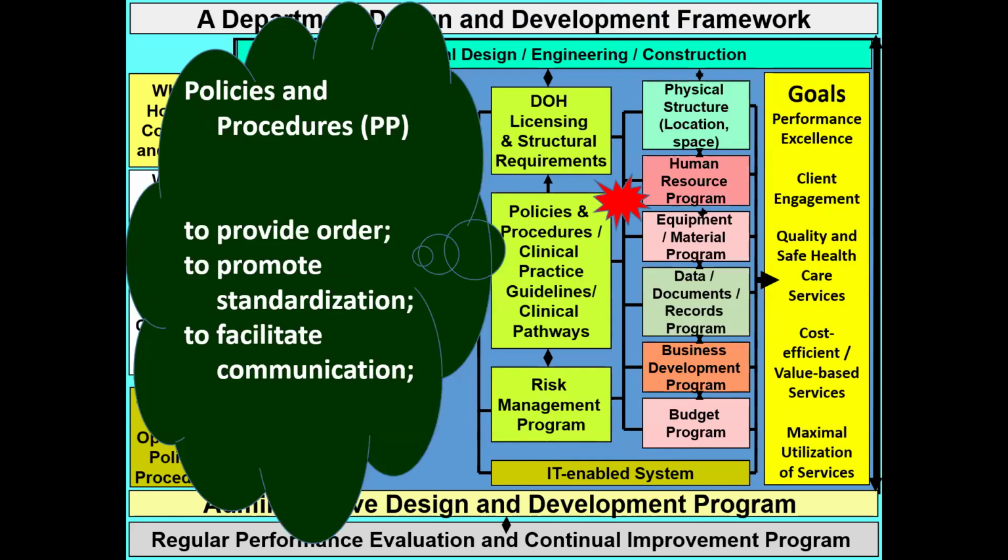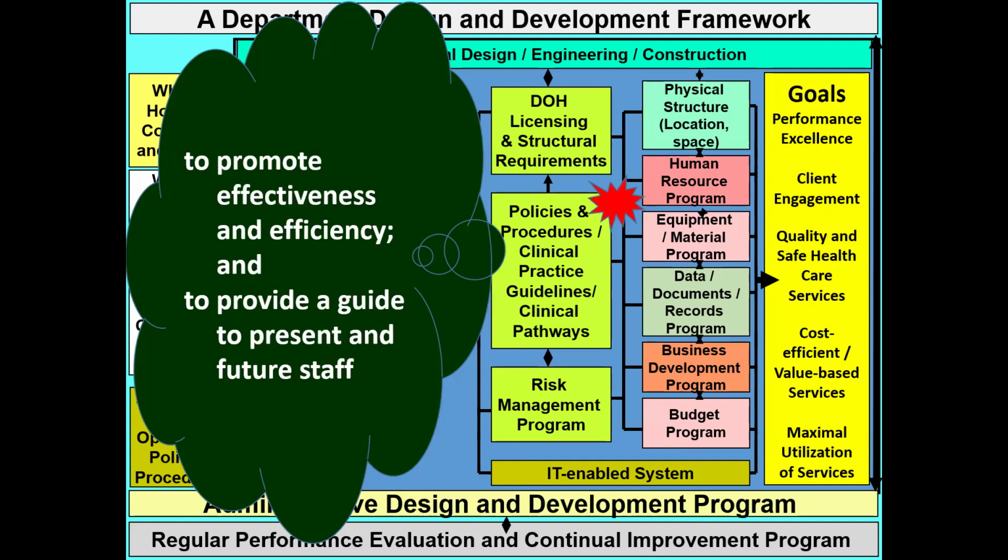Another box here will be the policies and procedures, clinical practice guidelines, and clinical pathways. Again, there must be documented policies, procedures, clinical practice guidelines, clinical pathways that serve to provide order, to promote standardization, to facilitate communication, and promote effectiveness and efficiency, and lastly, to provide a guide to present and future staff, among other things. So it must be documented so that the future staff will be able to read what are the guidelines and what transpired before and what is existing now.